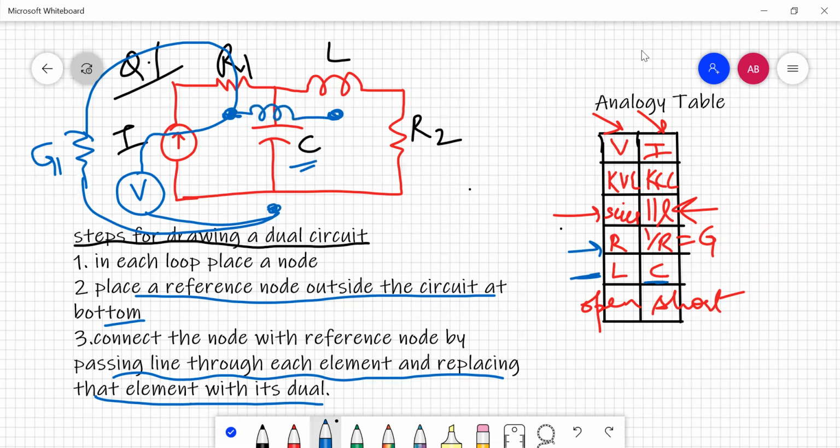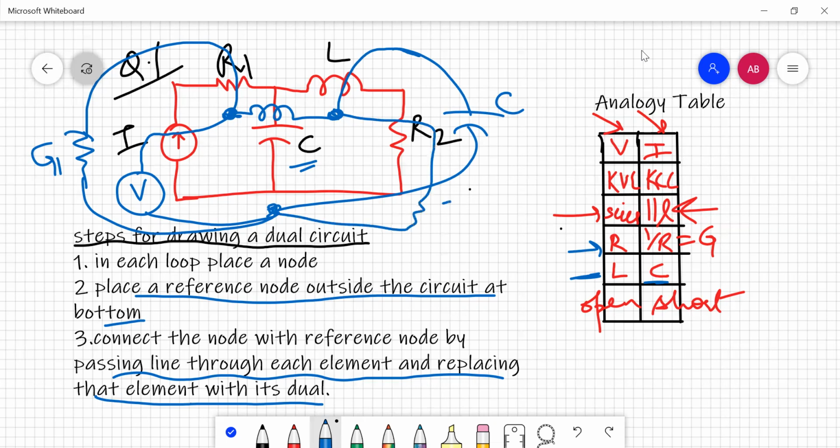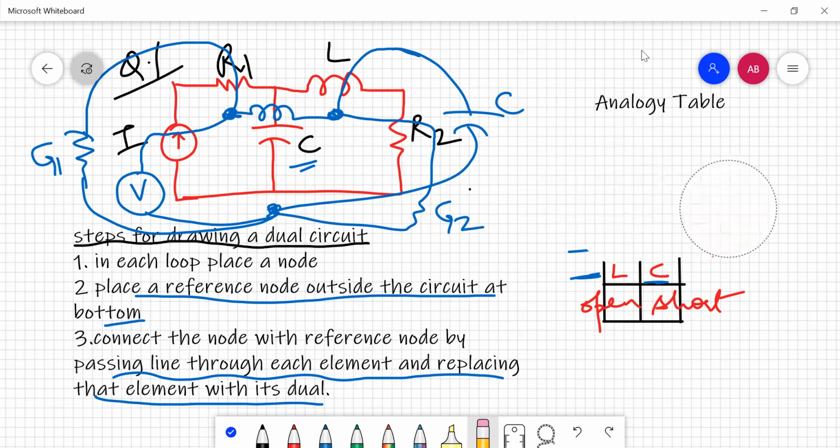So you have to draw an inductor like this. Now this node again will touch the reference node by passing the line through the inductor and replacing it with its counterpart, that is the capacitor here. And lastly, again we come on to this R2, and that is going to get replaced with its counterpart, that is the conductance.